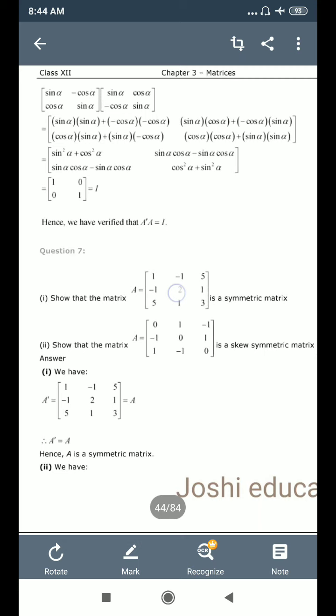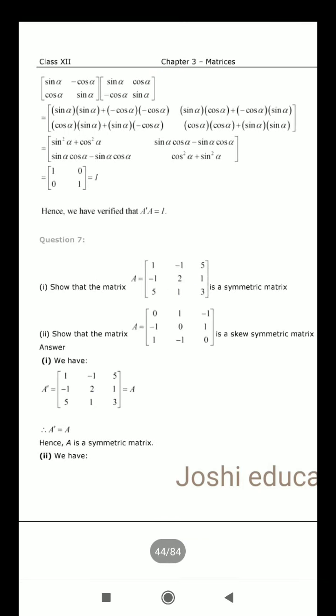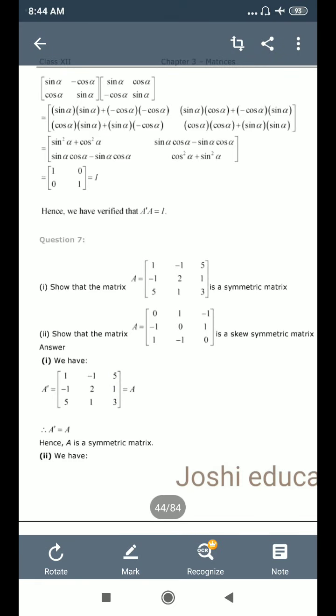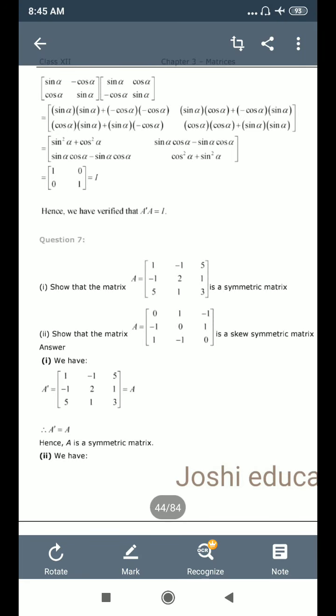On taking transpose, we will make first row as first column, second row as second column, third row as third column. This is the third column now. Now you see what is A transpose. We are getting the same matrix again. Okay, if on taking the transpose you are getting the same matrix again, means it is a symmetric matrix. This is the definition of symmetric matrix. If A transpose is equal to A.